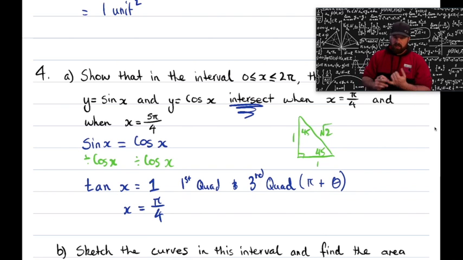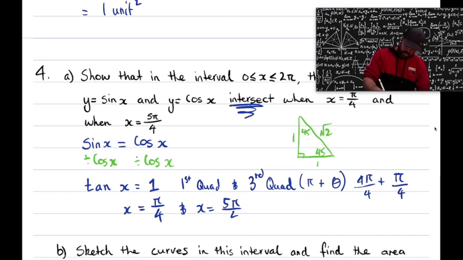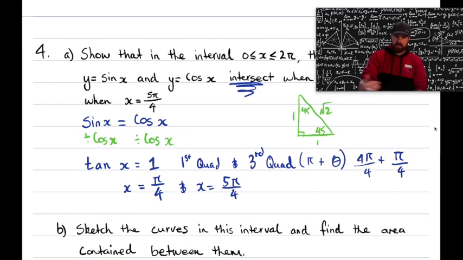So what we have here is pi plus pi on 4, which is just 4 pi on 4, plus pi on 4, which is 5 pi on 4. And that's exactly what we're asked to show here. Therefore, they intersect at those 2 points.